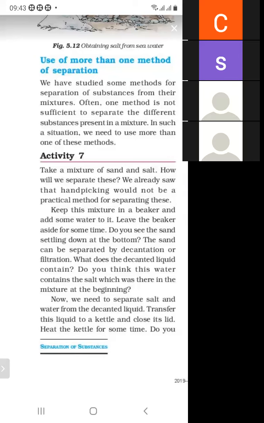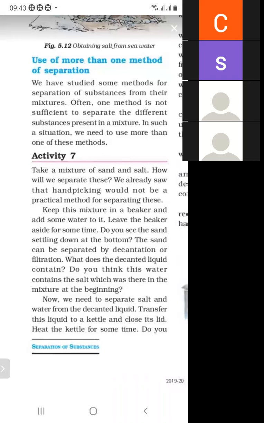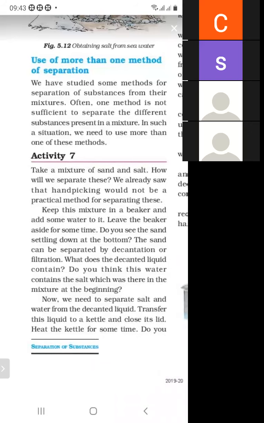Firstly, we will put sand and salt together into the beaker, and we will add some water into it. Then we will leave the beaker aside for some time. Do you see the sand settling down at the bottom? And the sand can be separated by decantation or filtration.